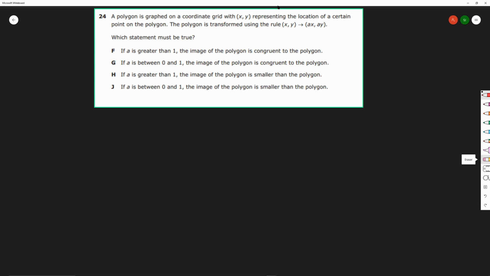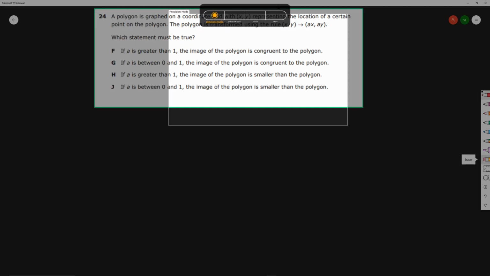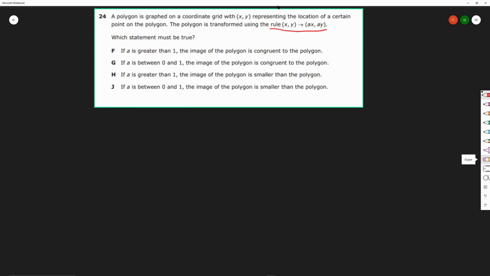This question says, a polygon is graphed on a coordinate grid with x, y representing the location of a certain point on the polygon. The polygon is transformed using the rule x, y to ax and ay. So this question is about transformation by this rule. Let me first draw a polygon down here. Okay, suppose this is a polygon.